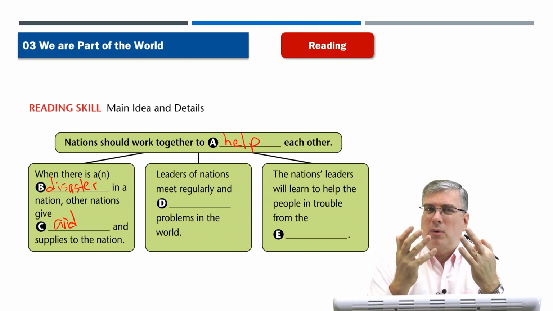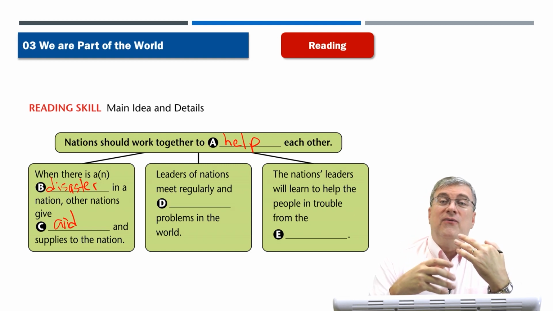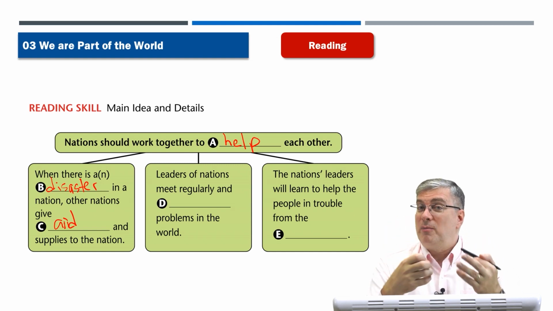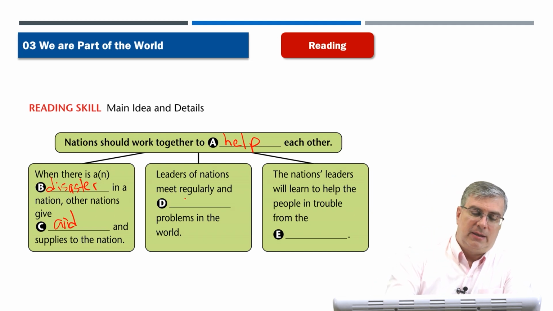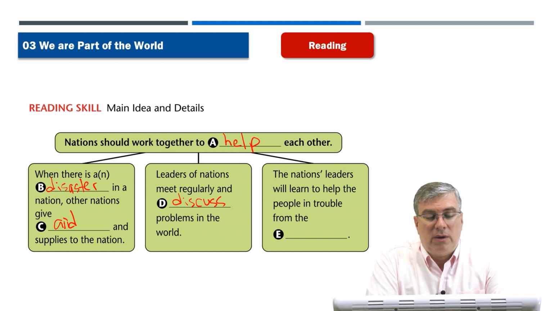What do they do about problems? Of course, they can't really take action right away. First, they have to figure out or decide what action to take. Before you decide, you need to talk about or discuss the problems. Remember, discuss, not discuss about, just discuss. So be careful with that one. That's a common mistake. And discuss problems in the world. Now, if you use talk, of course, you're going to say talk about. Meet regularly and talk about problems in the world. But with discuss, just discuss problems in the world.